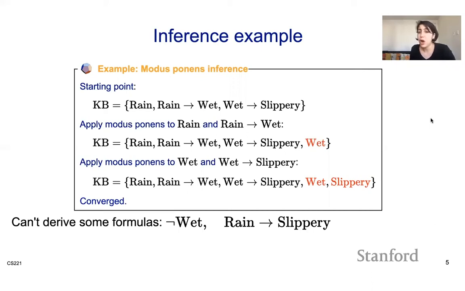We can't derive a set of other things here. For example, we haven't derived not wet. That's probably a good thing, because not wet is actually contradictory to our knowledge base. It's not true, right? So we shouldn't be able to derive not wet. In addition, we weren't able to derive rain implies slippery, which is actually true. If you think about entailment and what is the truth, rain implies slippery is entailed here, but we weren't able to get that by just applying modus ponens. We will talk about in a few slides why we can't get rain implies slippery, and what we can do to make sure that we get everything that is entailed.